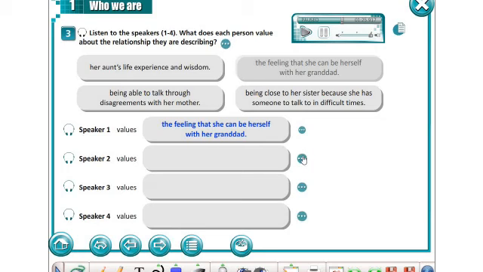Okay, what about speaker 2? Yes, being able to talk through disagreements with her mom. Let us see speaker 3. Speaker 3. I'm very close to my older sister.